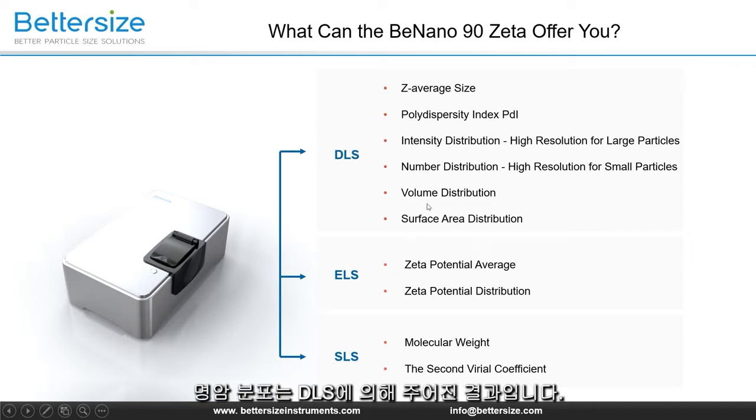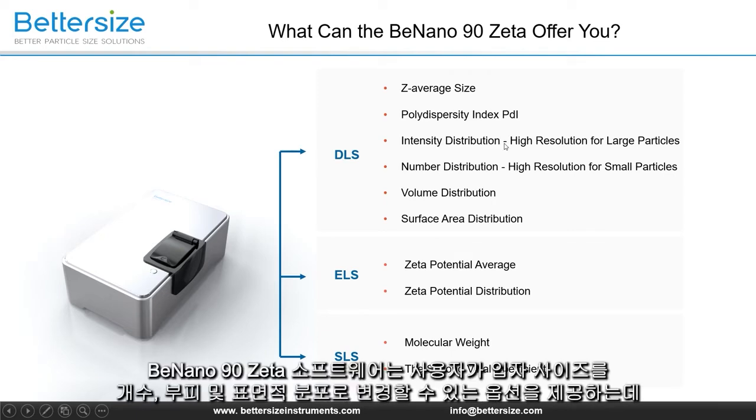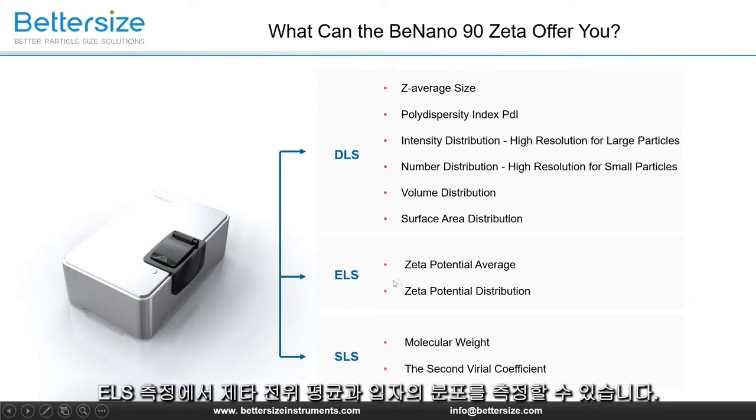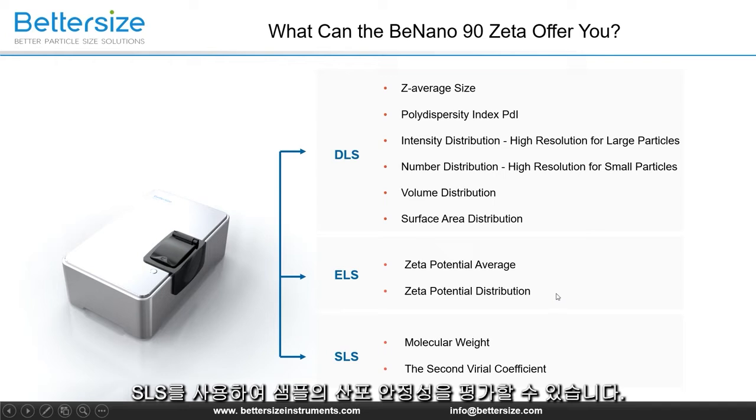Although intensity distribution is the primary result given by DLS, the BeNano 90 Zeta software offers the option for users to change the particle size to number, volume, and surface area distributions in case a result comparison between instruments or technologies is required. In the ELS measurement, the average zeta potential and its distribution of particles can be measured so as to evaluate the dispersion stability of your sample.